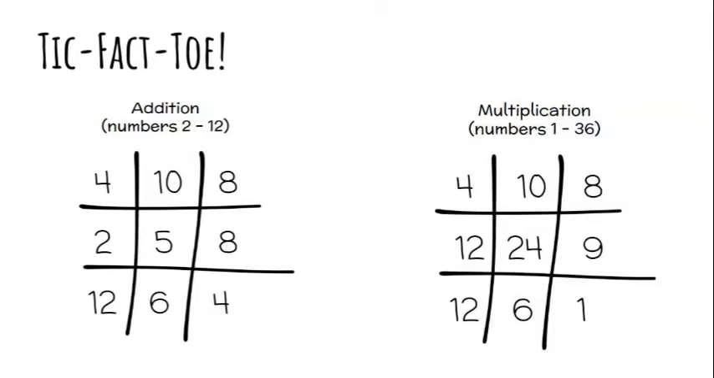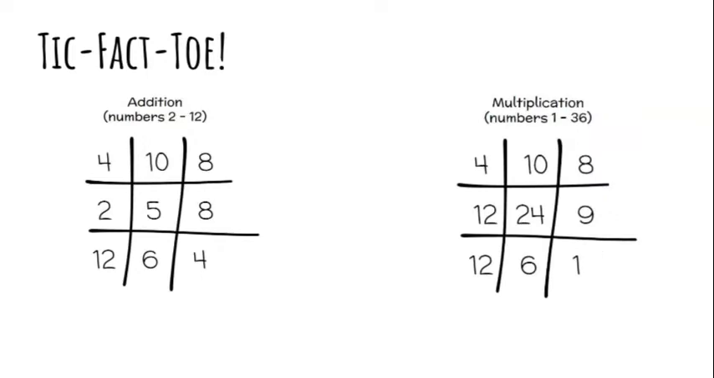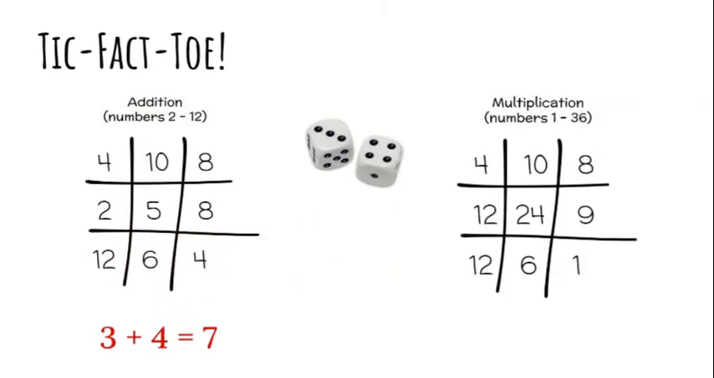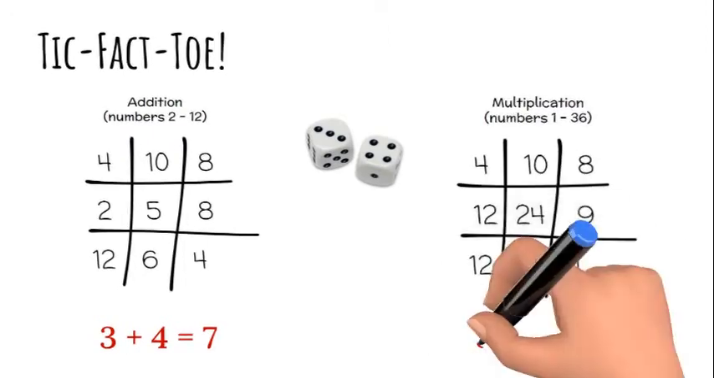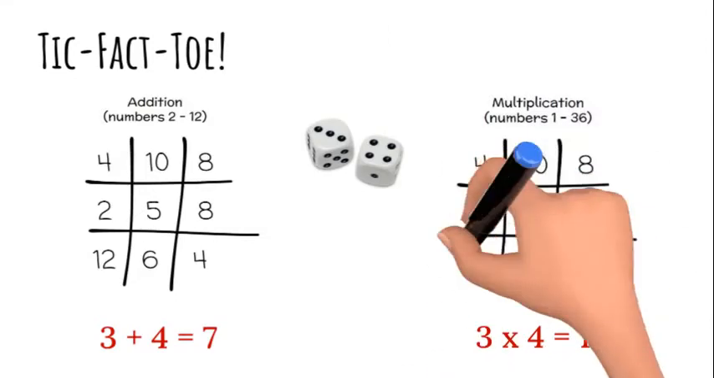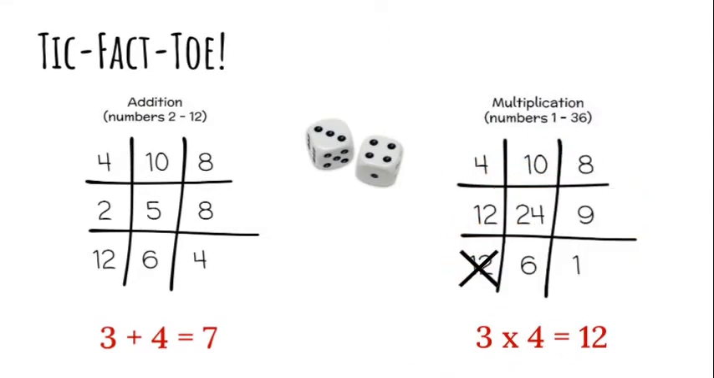If I roll a 3 and a 4, then if I was doing addition, I would add these two values together and say 3 plus 4 is 7. Since 7 is not one of the numbers on the tic-tac-toe chart, I do nothing else and the next player goes next. If I was doing multiplication, I would multiply the two values and say 3 times 4 is 12. And since 12 is on the chart, I would make a mark on either of the two 12s that were written on the chart. Then the next player goes next.